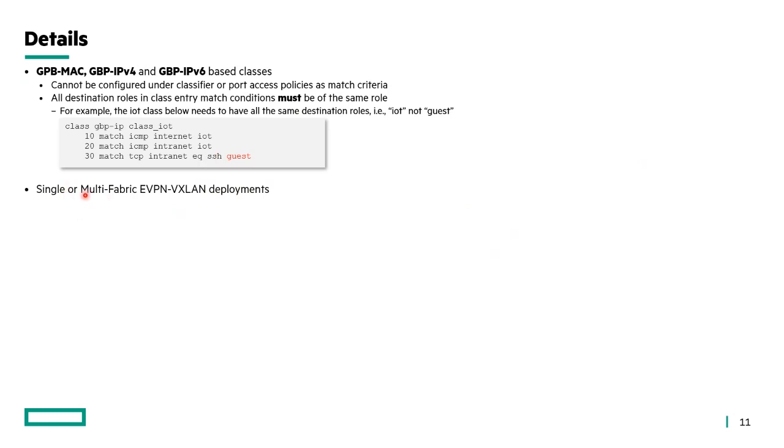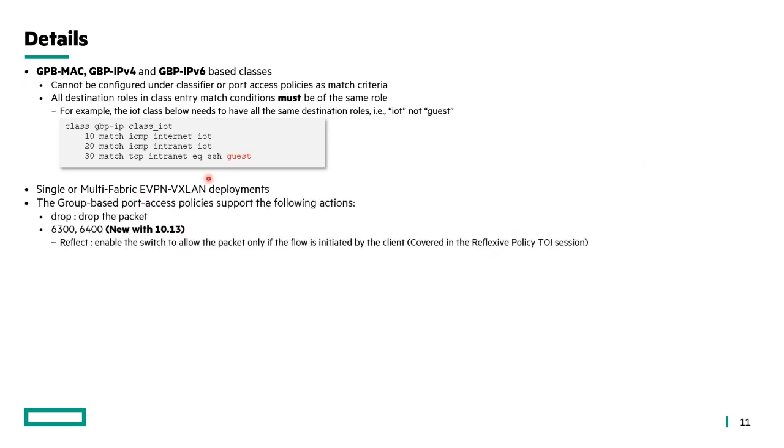As was the case prior with 10.11, we still support single or multi-fabric EVPN VXLAN deployments. The group-based port access policies support the following actions: either drop the packet, and new with 10.13 as well on the 6300 and 6400 platforms, we can now reflect, which enables the switch to allow the packet only if the flow is initiated by the client. This will be covered in the reflexive policy TOI session covered by Shobna on Thursday.